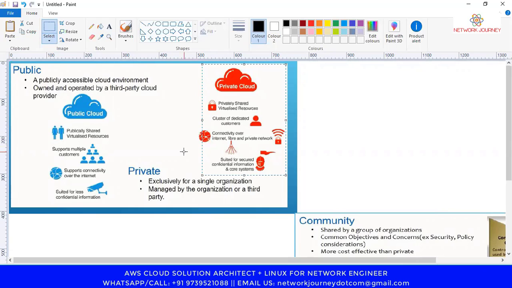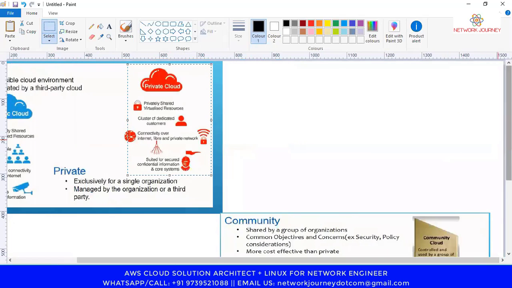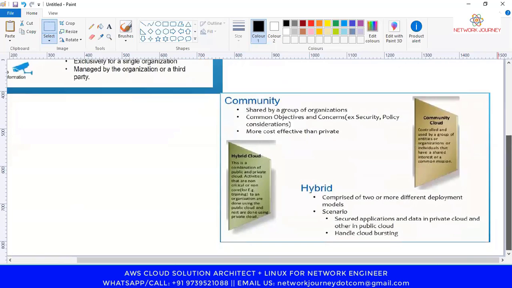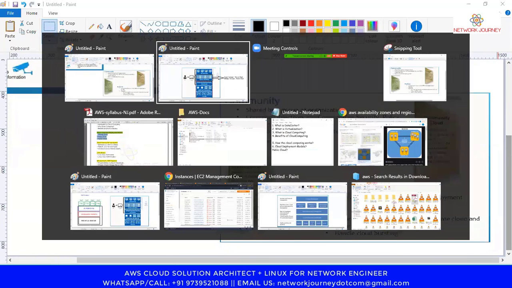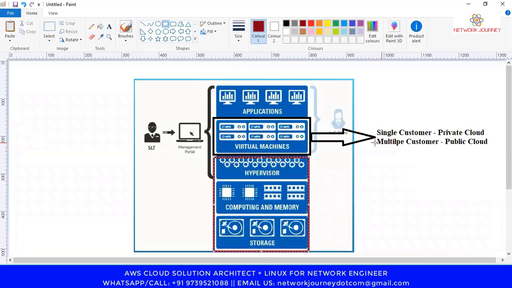But cost-wise, it is high cost. So I want to be cost effective with the private cloud. That is the reason we can go for a community cloud. Community cloud, in the sense, is shared for a group of organizations, not for all. Here I can't say this is for multiple customers, for any customers.